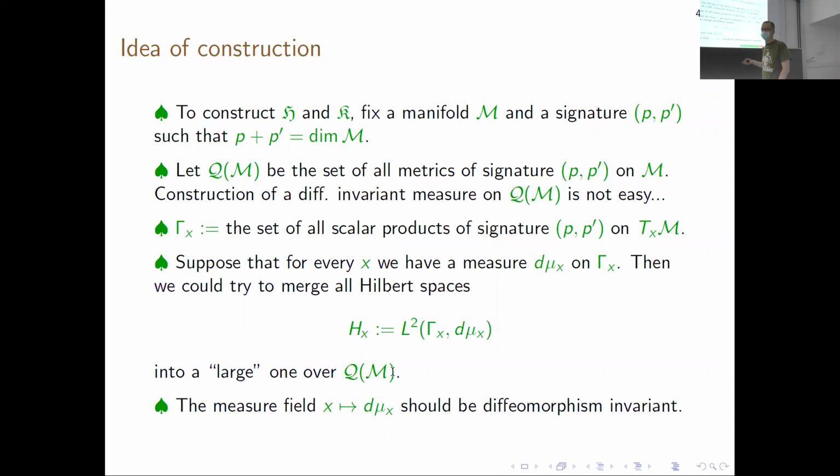Yeah, but your metric is a section of this bundle of scalar products. You can treat a metric as a section of a bundle, with some properties like continuity or smoothness. Yes, sure. So can you do something with this section in your structure? In this construction, I don't assume anything about the section.